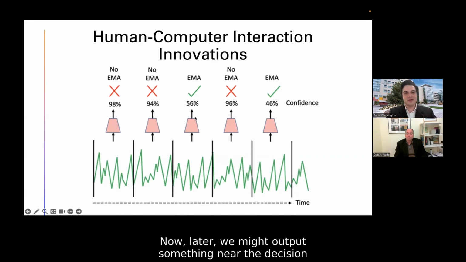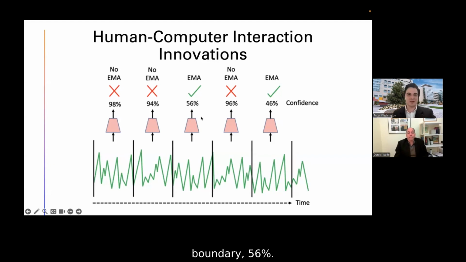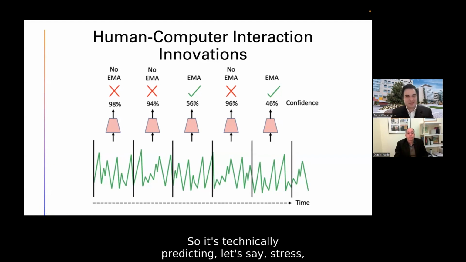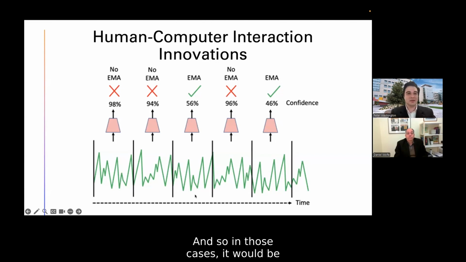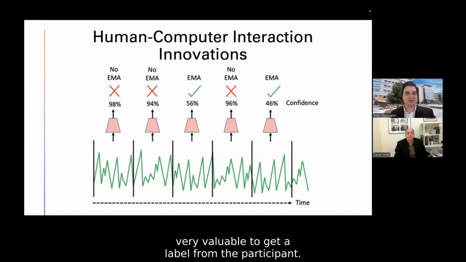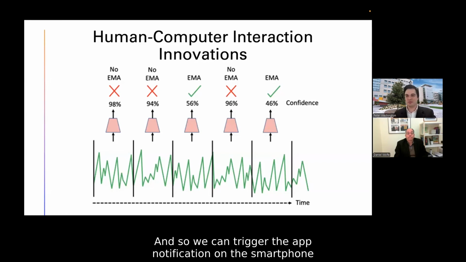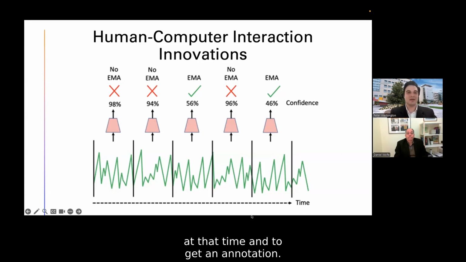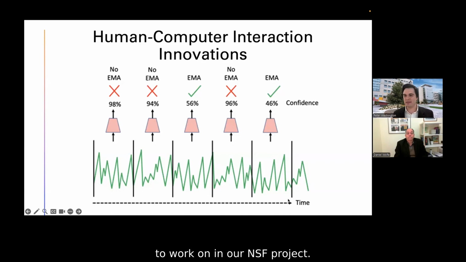Now, later, we might output something near the decision boundary, 56%. So it's technically predicting, let's say, stress, but it could have easily gone the other way. And so in those cases, it would be very valuable to get a label from the participant. And so we can trigger the app notification on the smartphone at that time to get an annotation. So that's the basics of what we're starting to work on in our NSF project.